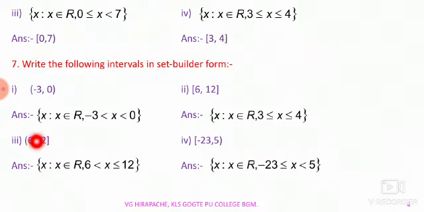Moving to the next problem, it is left open, right closed (6, 12]. Therefore, x such that x belongs to R, 6 less than x and less than or equal to 12. There is another example, the interval [-23, 5). It is a set containing x such that x belongs to R, -23 less than or equal to x less than 5. Therefore, in this type of example, you are given the intervals and we are going to write them in set builder form. In the earlier case, the set builder form was given to us and we wrote it as an interval.